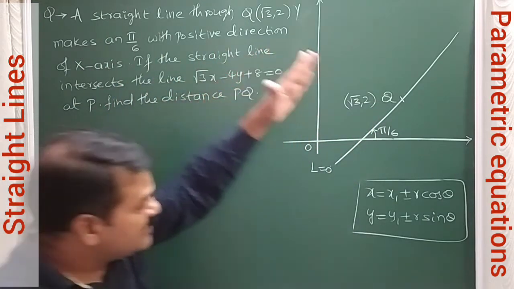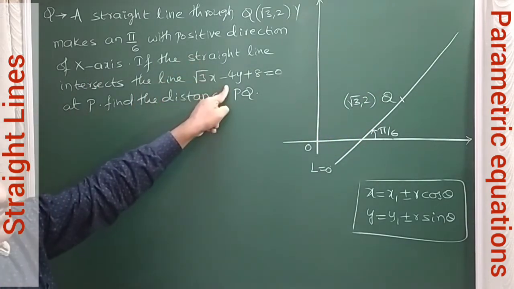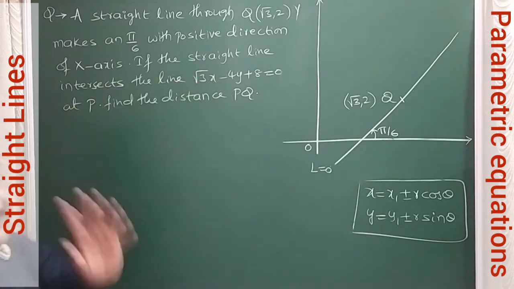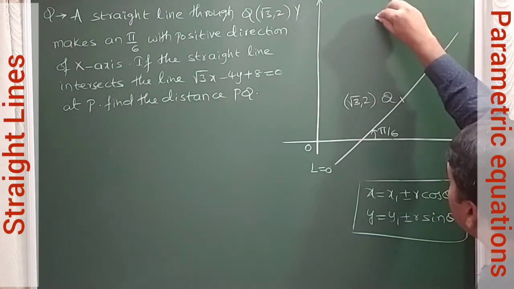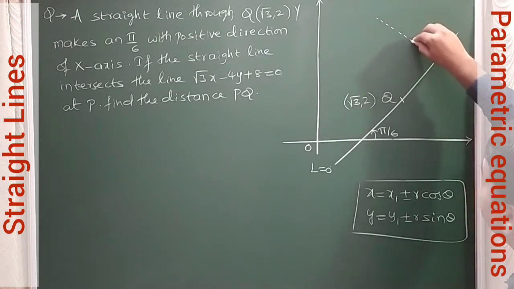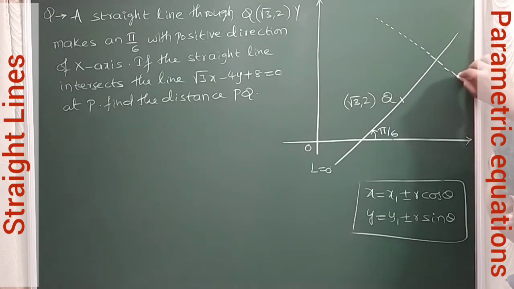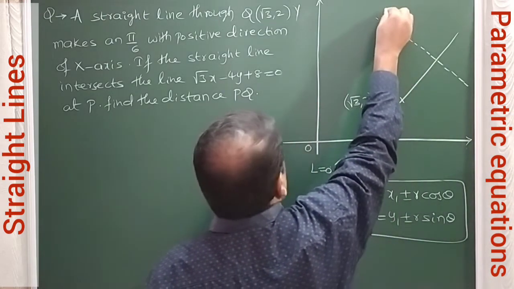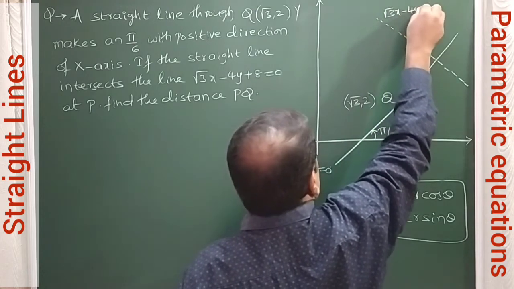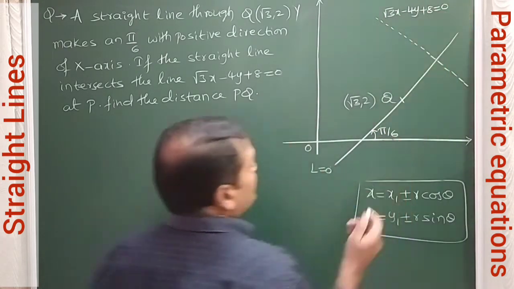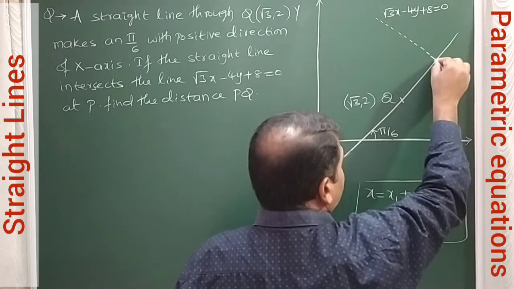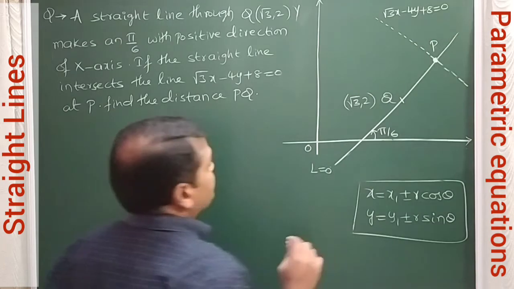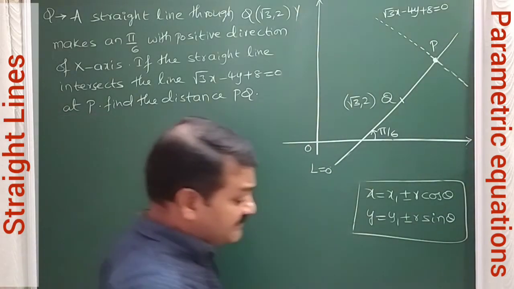If this straight line intersects another line at P, find the distance PQ. So let me suppose the second straight line to be like this. I am using dotted lines for the second straight line, which is given as root 3x minus 4y plus 8 is equal to 0. So the given straight line intersects another straight line at the point P. Distance PQ is required.